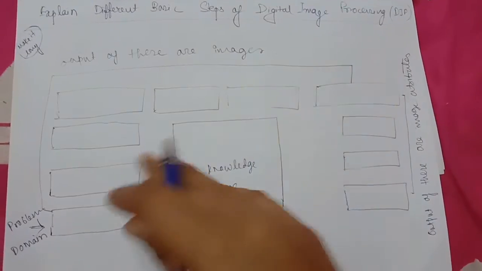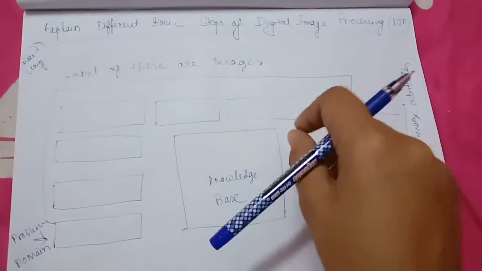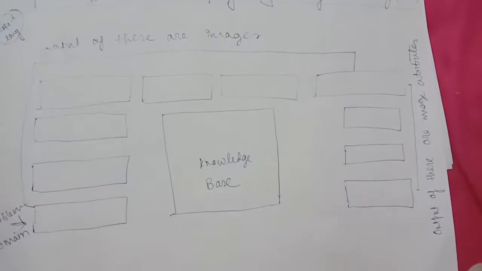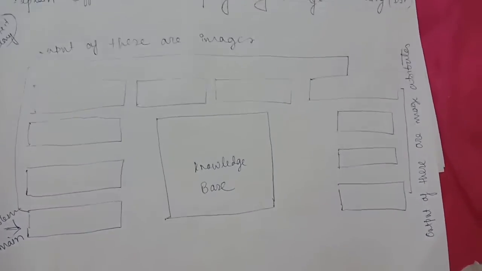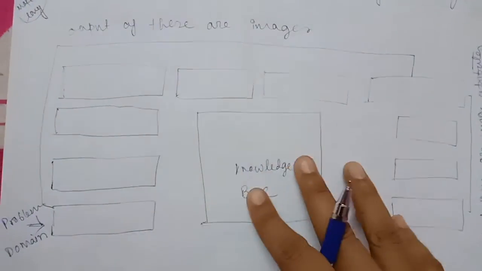Here I am not explaining what the boxes are. I am just discussing how to remember this diagram, because it's a bit complex. So, see how I do it.